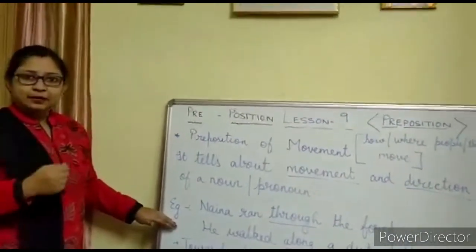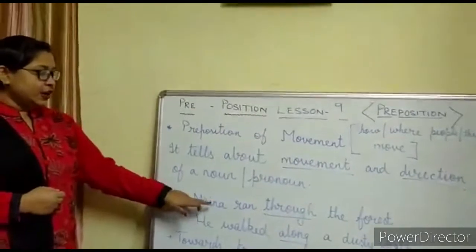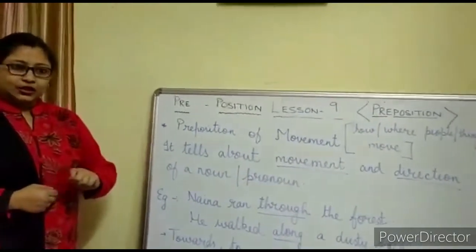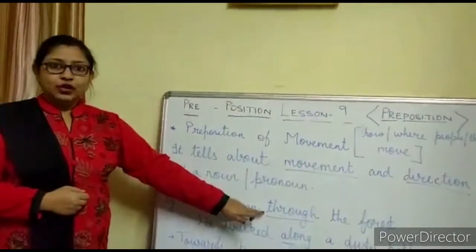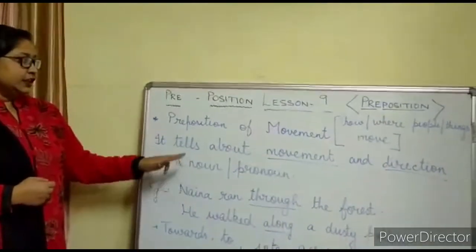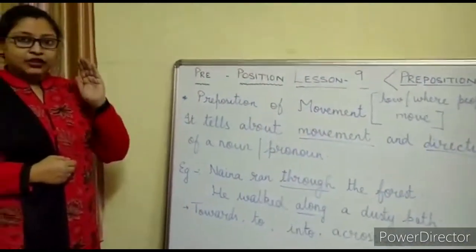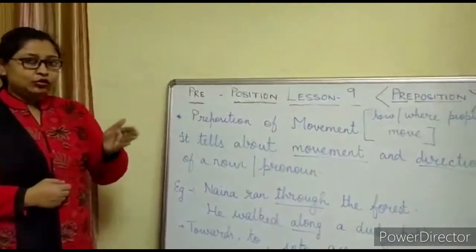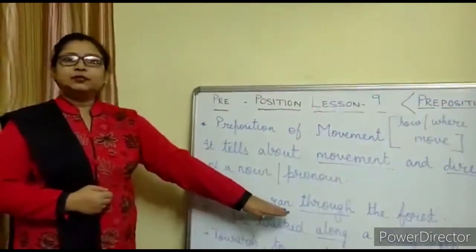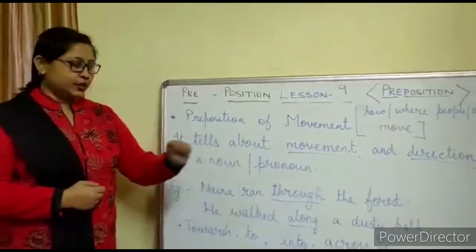Let us take some examples here. Naina ran through the forest. The preposition is through and it is telling the movement, the direction. In which direction? It is through the forest. So through is a preposition of movement.